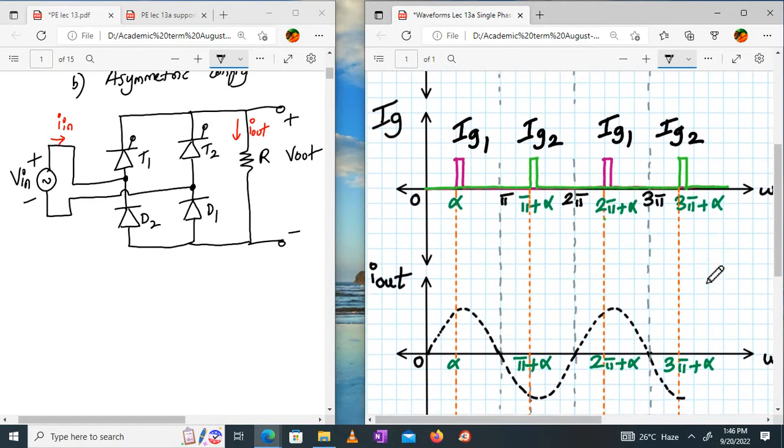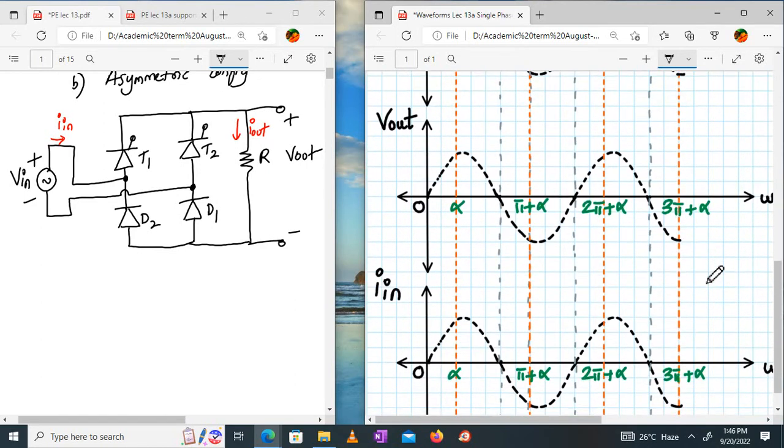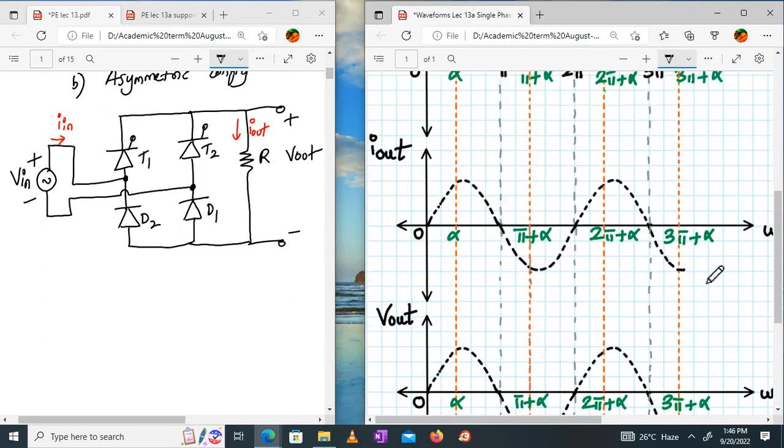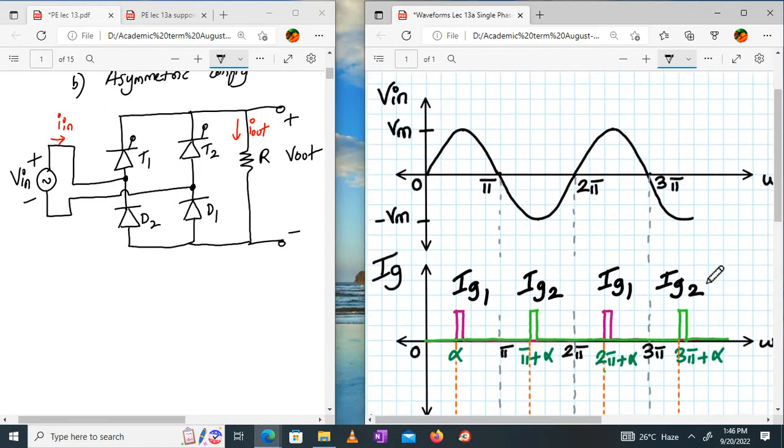Okay, so I have to plot I out, V out, and I in. These things I will only concentrate on. Have you drawn this V in supply and gate current? So alpha is my firing angle. After a delay of pi, I'll apply the firing angle again, pi plus alpha. It's very important, it should be synchronized.